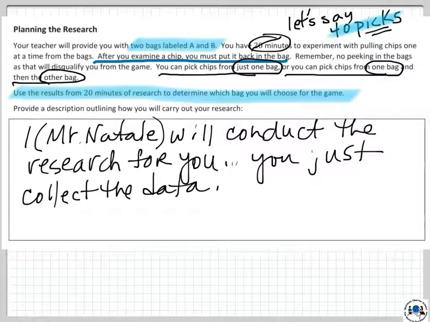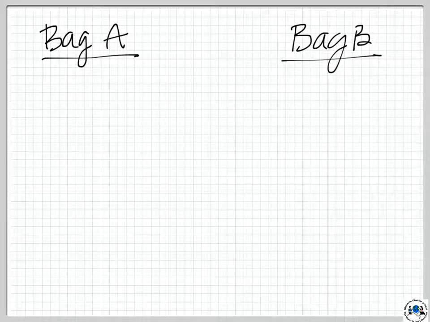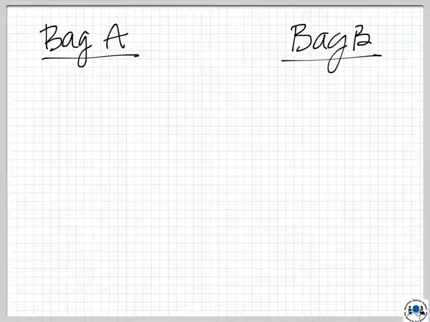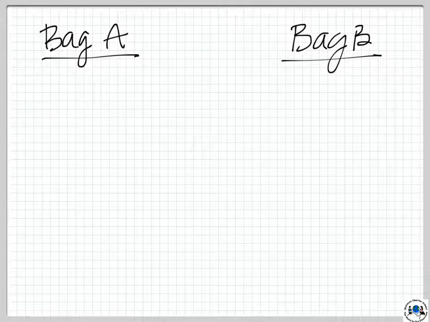Maybe you agree with me that I would go ahead and focus on that bag B. Here's where we're going to collect data, right over here. Won't quite do that yet. If you want to, find a place somewhere on your paper in your binder, or just grab a piece of paper, and have that ready to go.